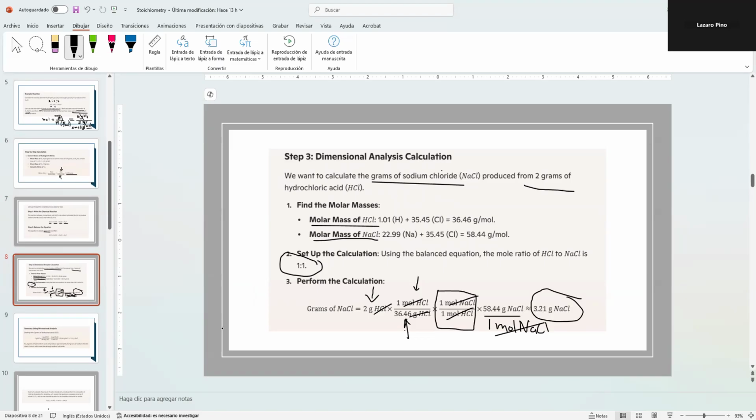You can stop the video. This example has all the types of calculation that we need to know. If you understand it, you can follow this pattern to do any other type of calculation.